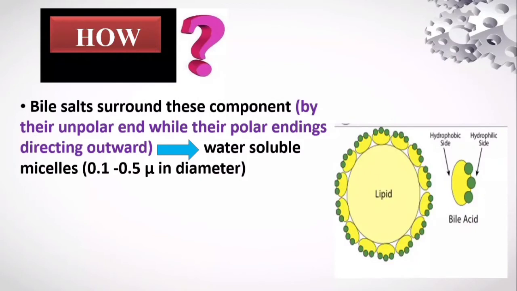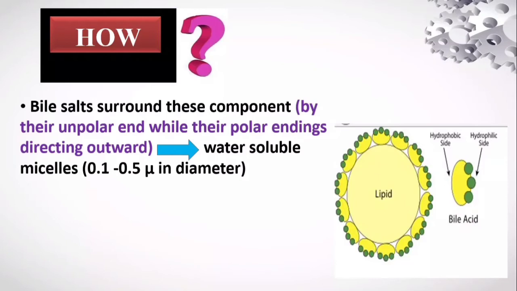What are bile salts? Bile salts surround these components by their nonpolar end while their polar endings direct outward, which are water-soluble micelles 0.1 to 0.5 in diameter. In the diagram, there are some circles directing outward, while the center point is the lipid, and the circles that are gathered around the lipid, each one is called bile acid.